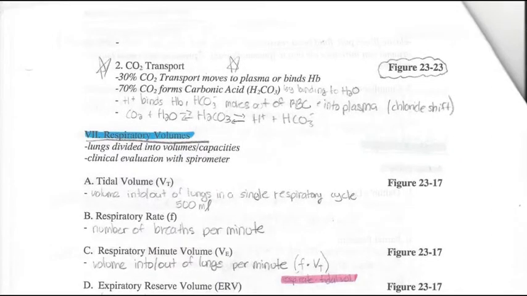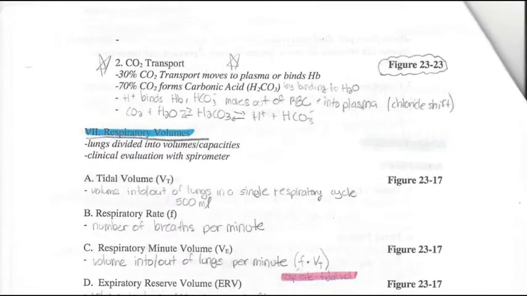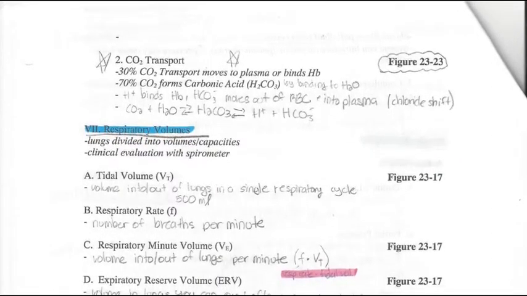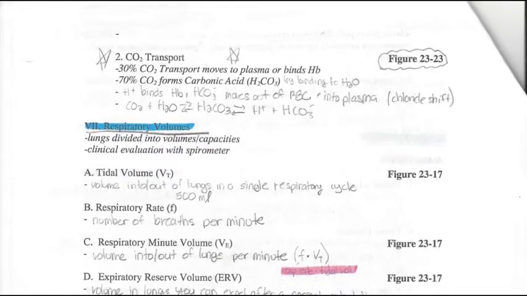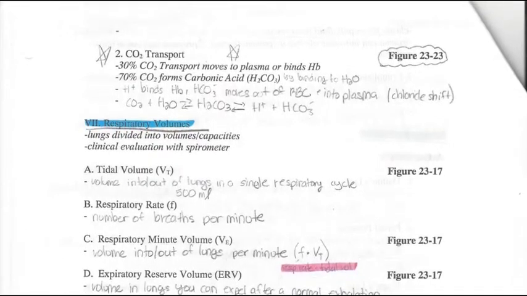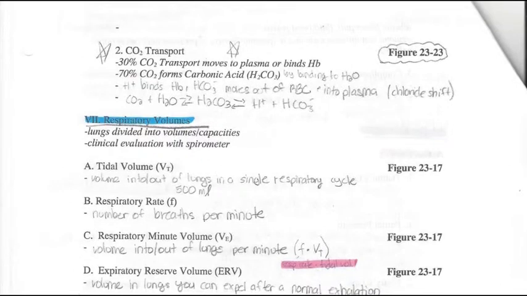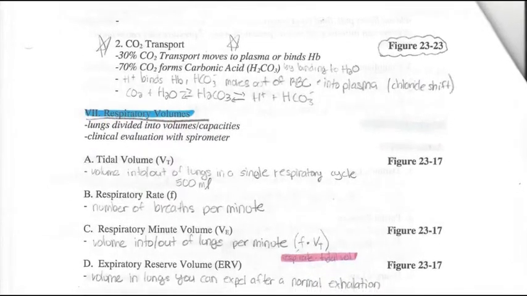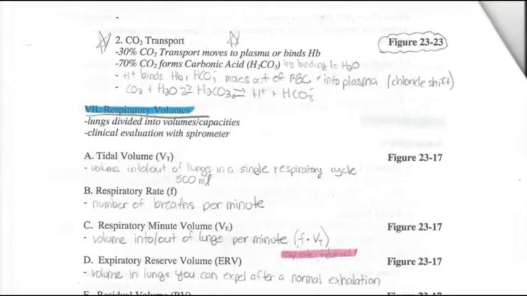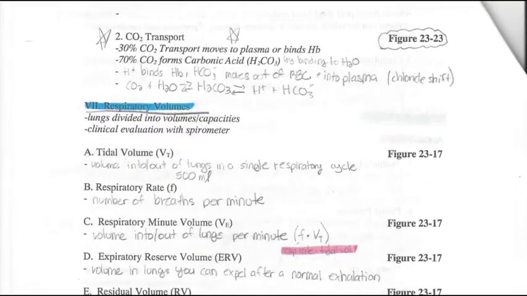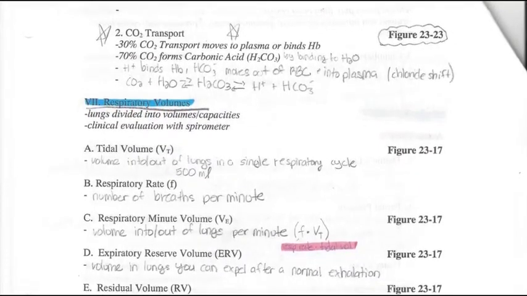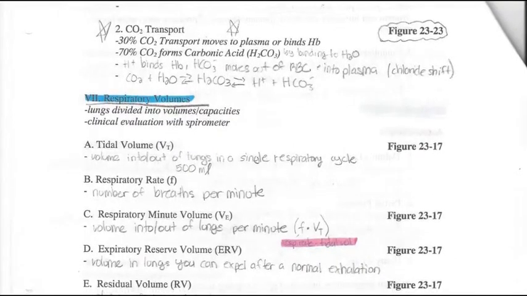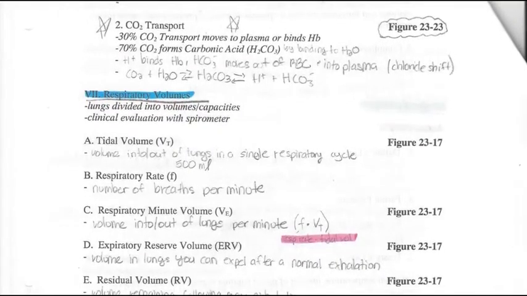Respiratory volumes. The lungs are divided into volumes or capacities. Clinical evaluation is done with a spirometer. A. Tidal volume, VT. This is the volume into and out of lungs in a single respiratory cycle. Typically, this will be around 500 ml. B. Respiratory rate, F. This is the number of breaths per minute.